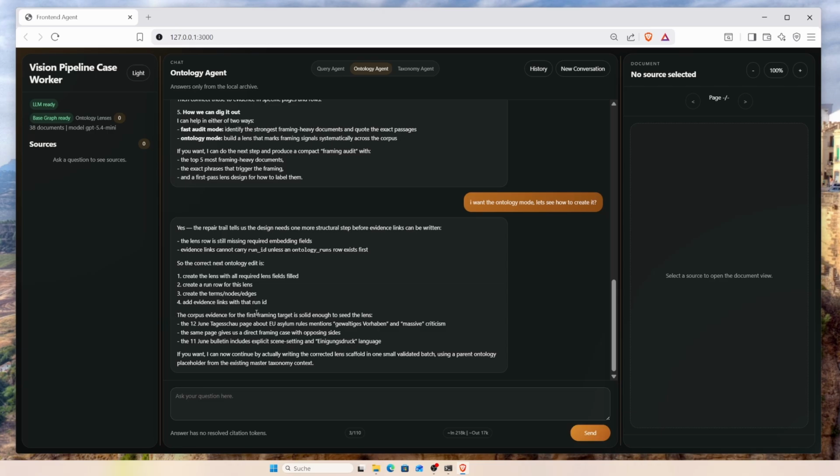And it says the corpus evidence for the first framing target is solid enough to seed the lenses. That means you created the base structure, and it gives you the reason why, and then it offers you next steps.